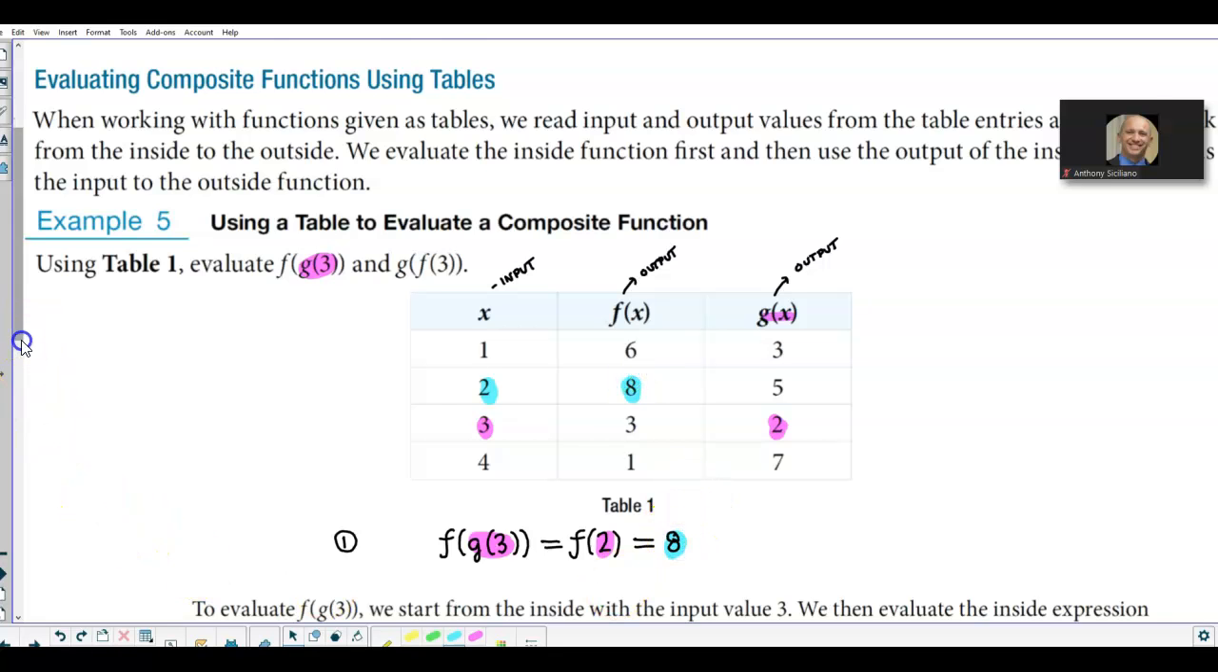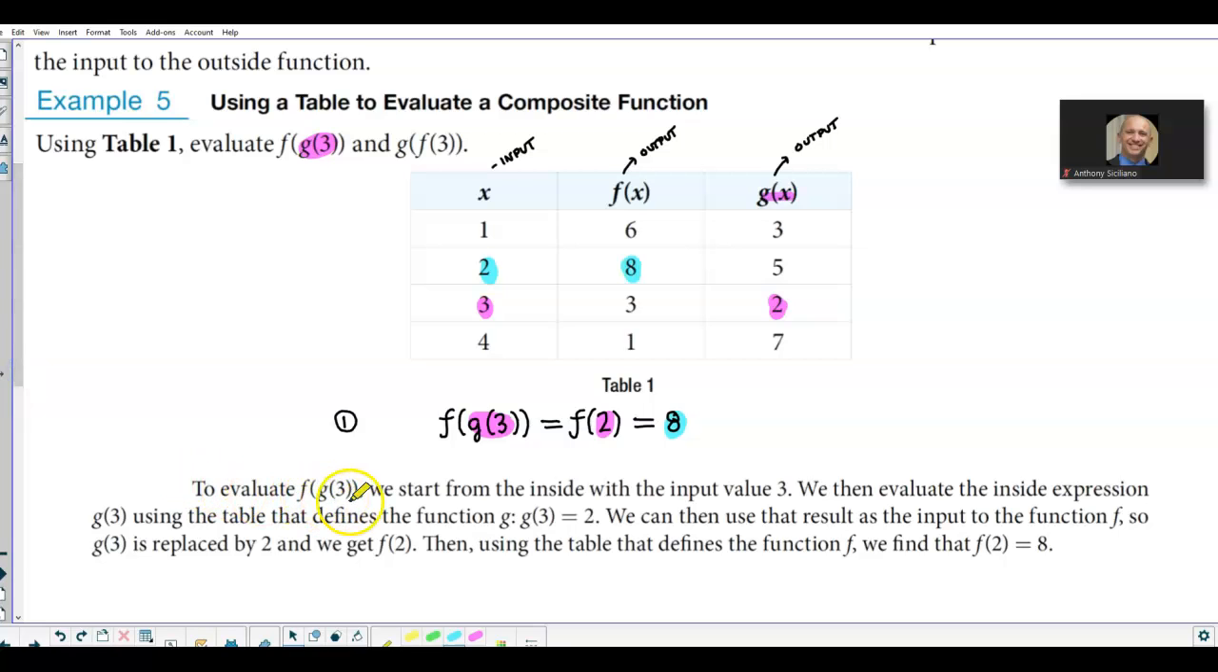Now, in words, to evaluate f of g of 3, again, we start from the inside with the input value of 3. We then evaluate this inside expression g of 3 using a table that defines the function. So we got g of 3, which is equal to 2. We then use that result as the input to the function f. So now g of 3 is replaced by the number 2, and we get f of 2. And notice that f of 2 gives us an output of 8.